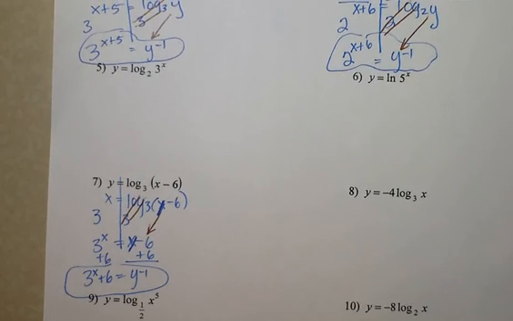Please check your answer for number 3 and number 7. Does anybody have any questions for me on 3 or 7? All right, number 5 and 6 are very similar. They're a little bit more difficult. We're going to start with number 5.